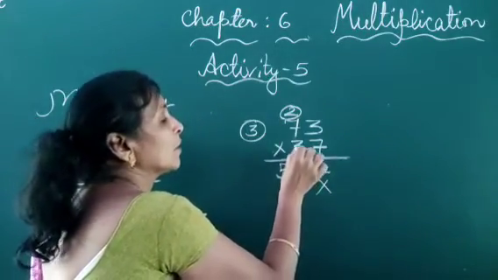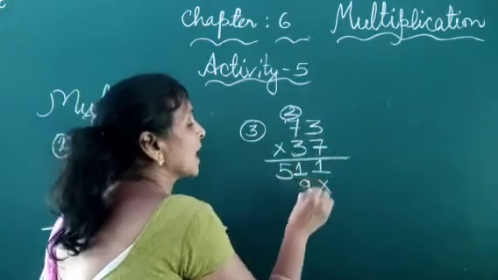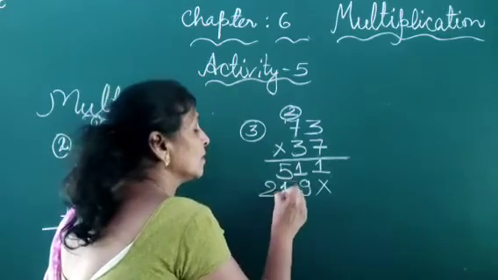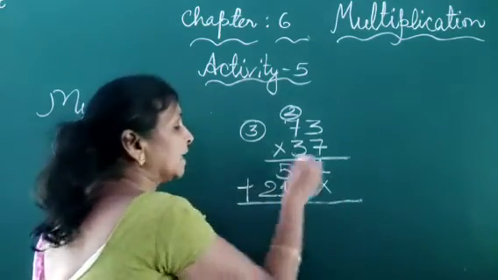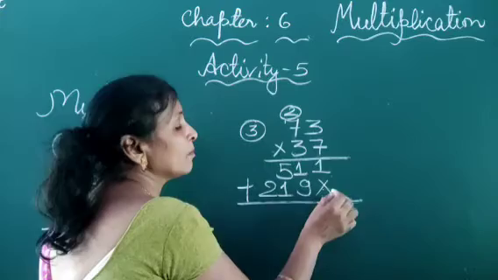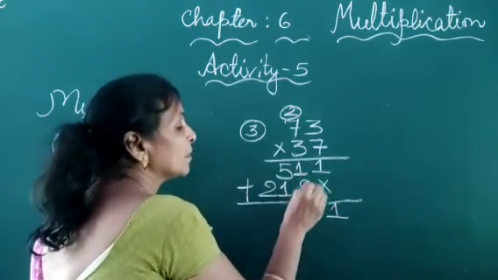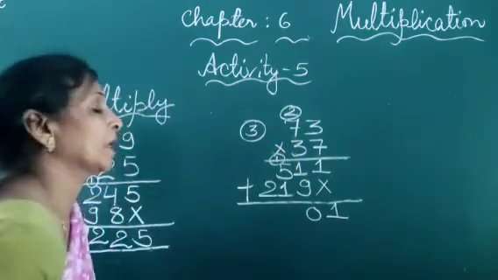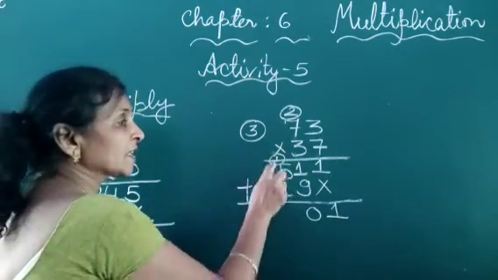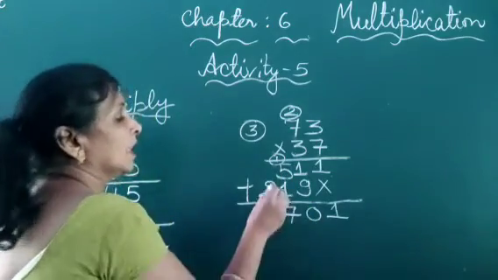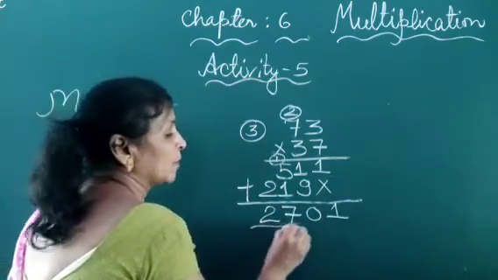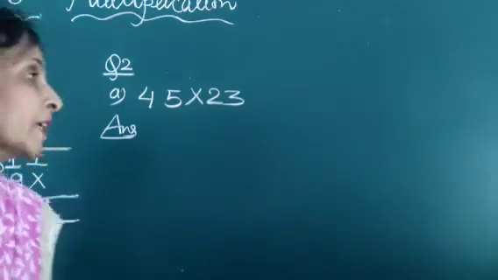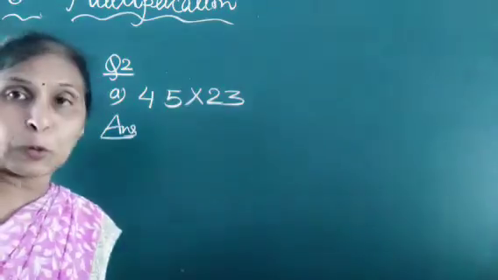Then we tell the table of 3. 3 threes are 9. Then tell the table of 3, 7 times. 3 sevens are 21, we write here. Now we add these two numbers, that is 1 plus 0, that is 1. 1 plus 9, 10, 0 and put 1 carry over here. Then 5 plus 1, 6, 6 plus 1, 7. Then we write 2. So our answer is 2701.